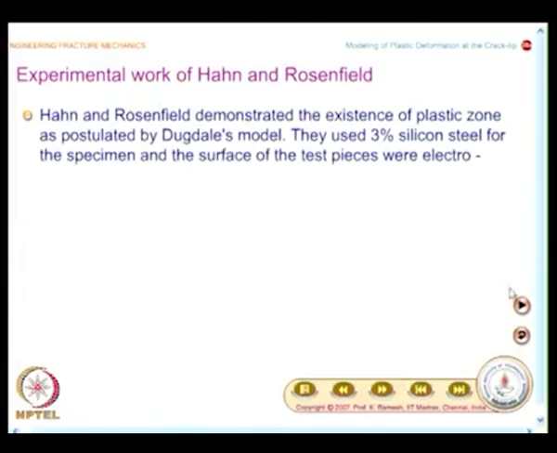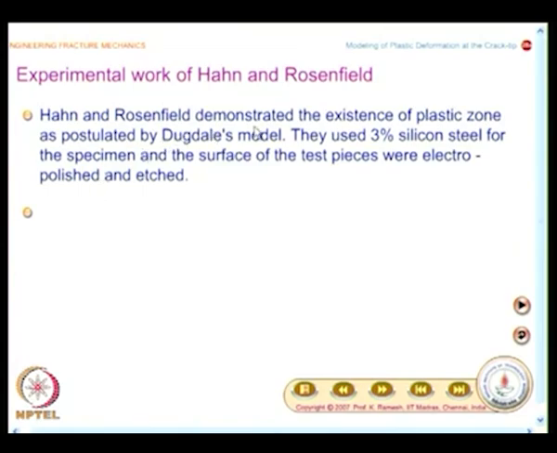This is very important, like as students you get doubts, scientists also got those doubts in those days. So, it had to be verified by experiment. Whatever theory that you develop, the predictions have to be substantiated by experimental observation, only then the theoretical approach can be taken at face value. It is very important. So, what is the experimental work of Hahn and Rosenfeld?